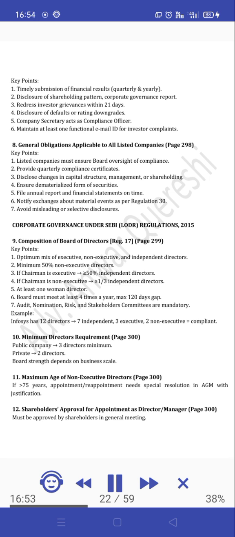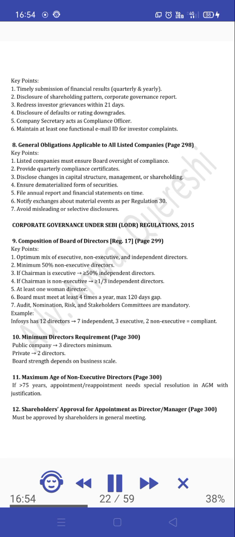Corporate governance under SEBI LODR Regulations, 2015. 9. Composition of Board of Directors, Reg. 17, page 299, key points. 1. Optimum mix of executive, non-executive, and independent directors. 2. Minimum 50% non-executive directors. 3. If chairman is executive, then greater than or equal to 50% independent directors. 4. If chairman is non-executive, then greater than or equal to 1/3 independent directors.